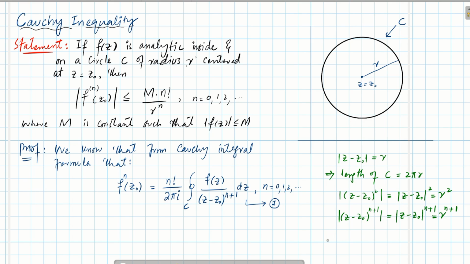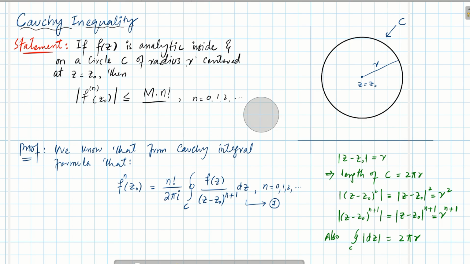Okay, also we know, हमें ये भी पता है कि the integral along C of mod of dz gives us the length of the curve. And here the curve is a circle, and the length of the circle C is 2 pi r. So here we have 2 pi r. Got it? Okay, now putting all these values in equation number 1.